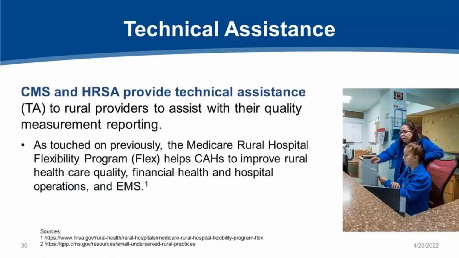The last topic that we're going to discuss today, though definitely not the last initiative at CMS to address quality measurement in rural communities, is the technical assistance made available to providers. In addition to the policy and structural efforts to reduce reporting burden, CMS and HRSA provide technical assistance, or TA, to rural providers to help them report quality measures. As touched on previously, the Medicare Rural Hospital Flexibility Program, or FLEX, helps critical access hospitals to improve rural healthcare quality, financial health, and hospital operations and EMS. And so with that, I'm going to turn it over to Kate for a summary and then Q&A.